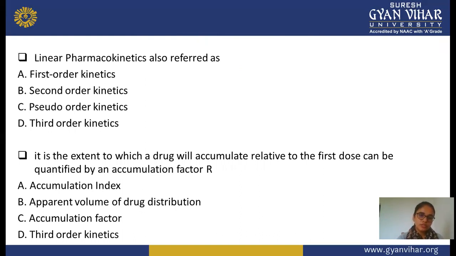Next, the extent to which a drug accumulates relative to the first dose can be quantified by the accumulation factor R. In this, A is accumulation index, B is the apparent volume of distribution, C is accumulation factor, and D is third order kinetics. This is for checking the extent to which the drug accumulates in your body for that particular dose. So out of these four options, you can easily select which is suitable for factor R.